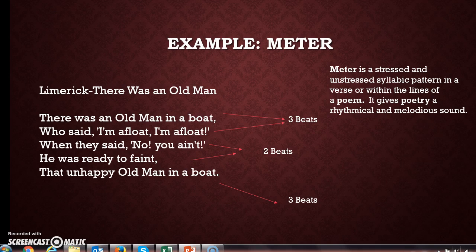This is an example of a limerick. A limerick has a really set meter. The first two lines have 3 beats, the next two have 2, and the last have 3. So as I'm reading it, I want you to listen for those beats.